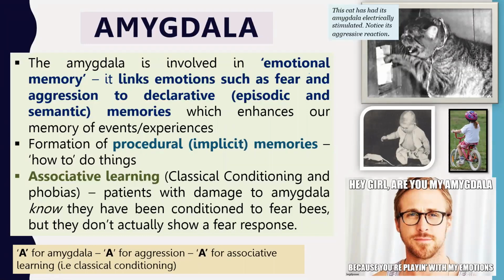Okay. And like we looked at before, when we looked at the implicit types of memory, classically conditioned memories also fall under that. And we talked about the fact that when you remove someone's amygdala, they're actually not able to show a fear response anymore. Okay, so that's some research that's been done to show that the amygdala does have a role in fear response and it does have a role in aggression as well. So just remember A for amygdala, A for aggression, A for associative learning, which is classical conditioning. Okay, that's basically the amygdala. The main role of the amygdala in long-term memories is to attach emotional components or emotions like fear and aggression or anxiety to your episodic and semantic memories.